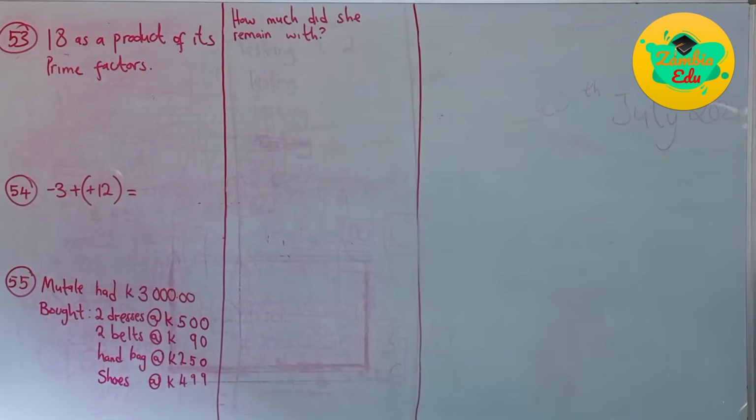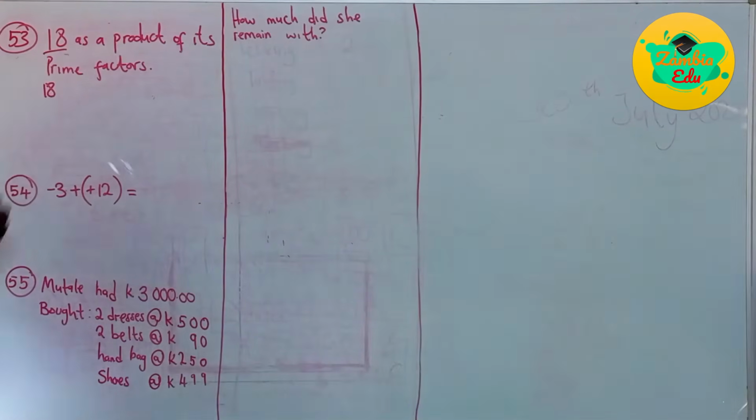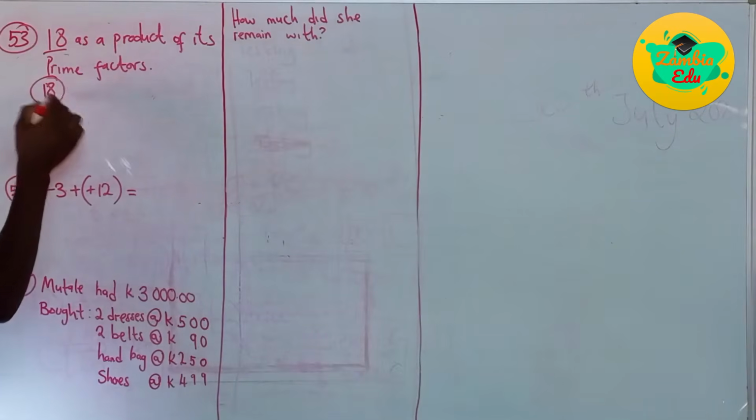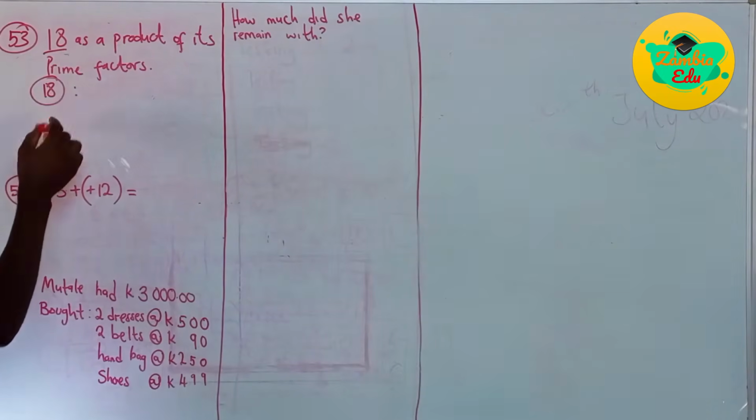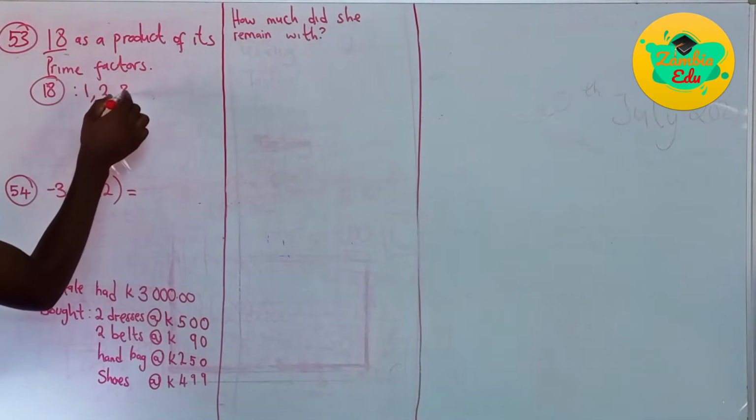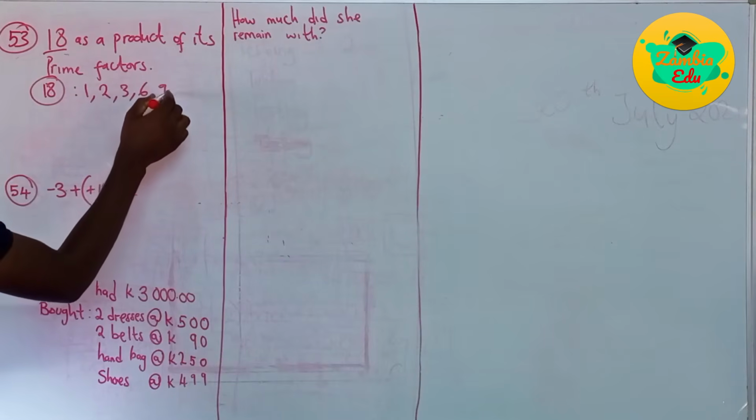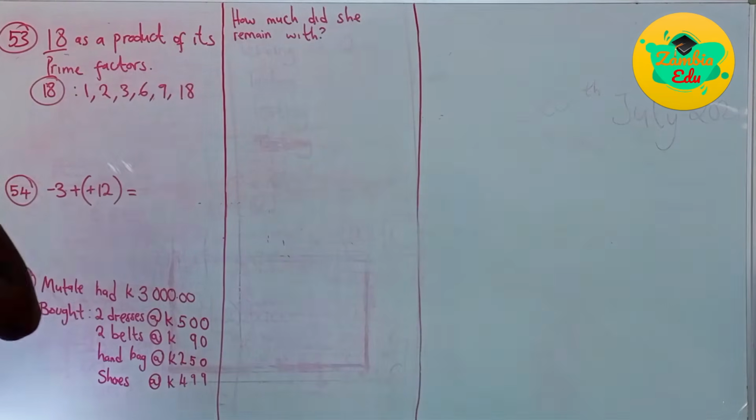Express 18 as a product of its prime factors. So we have 18 there and want to express 18 as a product of its prime factors. What we do for that is let's get the factors of 18. The factors are 1, 2, 3, 6, 9, and 18 itself.